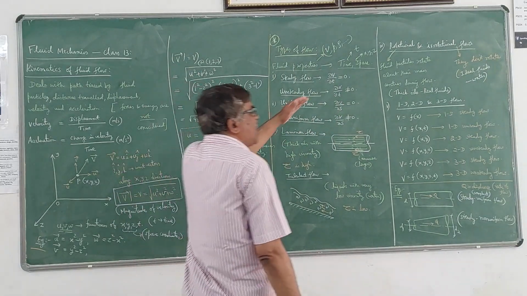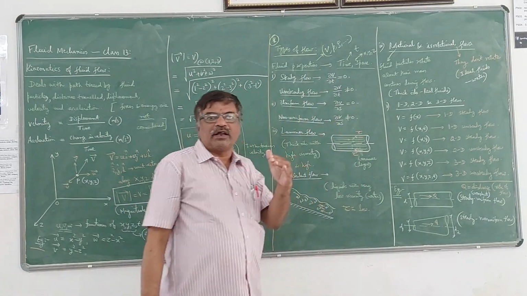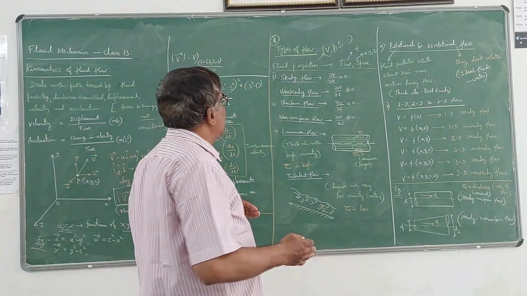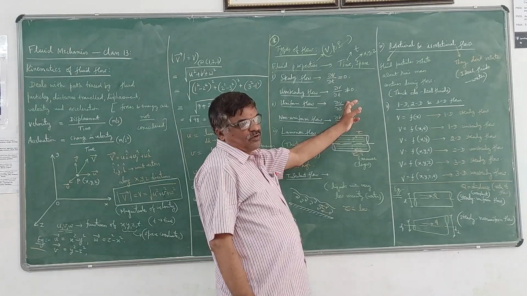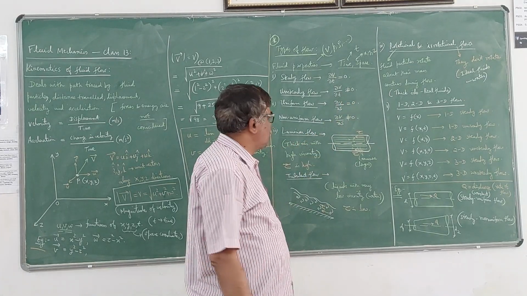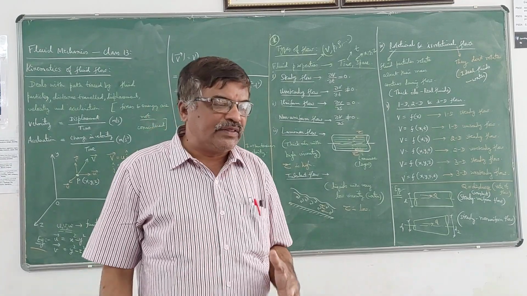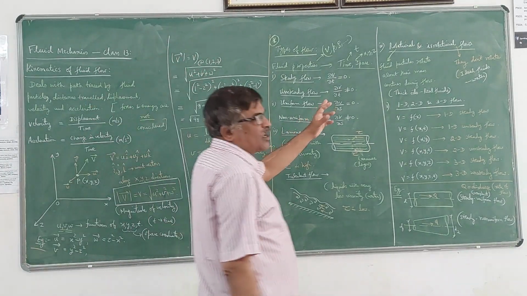Suppose if the velocity varies at a particular section from time to time, then we say that it is unsteady flow. So where the derivative is not 0. Now coming to uniform flow, the second classification is uniform flow. This is with respect to position or space.